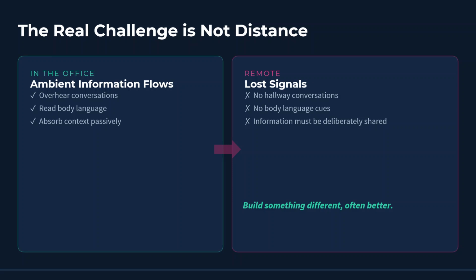Every piece of information must be deliberately shared, which means your communication systems have to do the heavy lifting that physical proximity used to handle. Once you accept this, the changes you need to make become obvious. You cannot recreate the office experience on video. You have to build something different and often better.